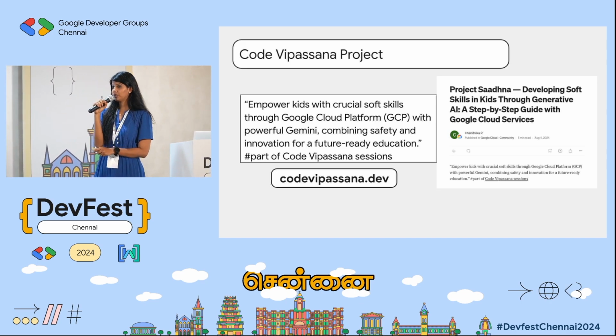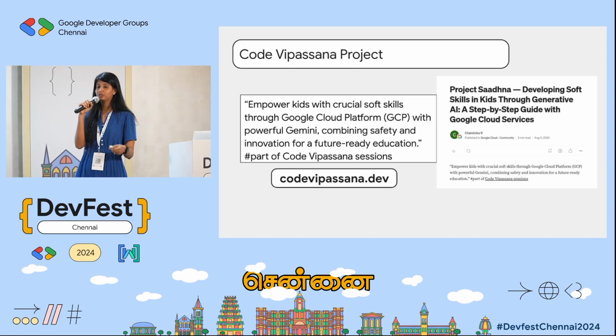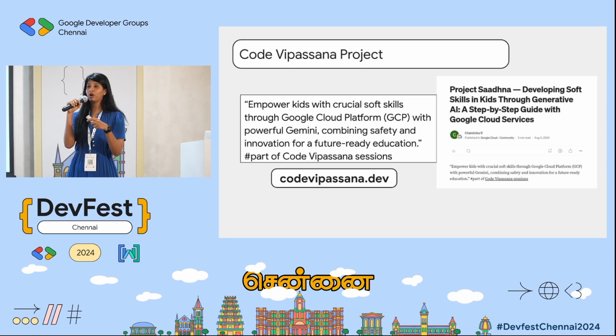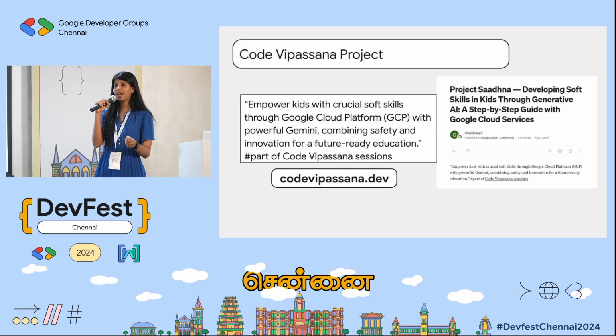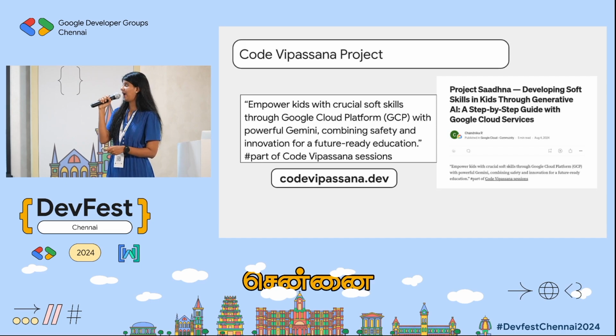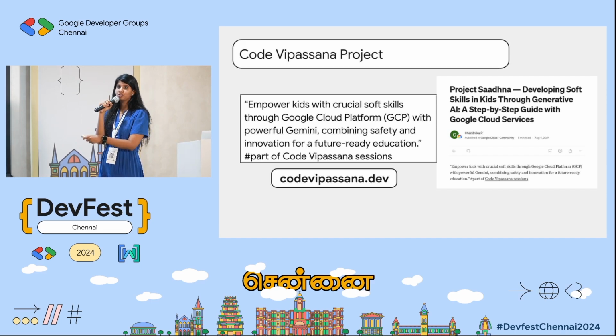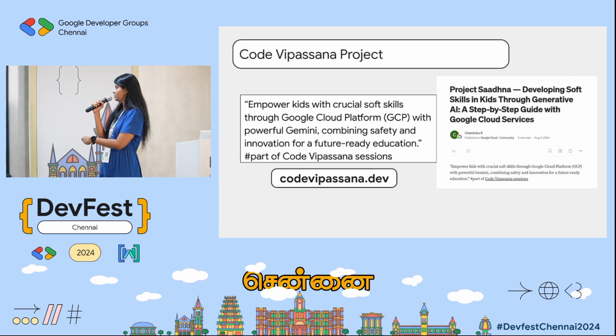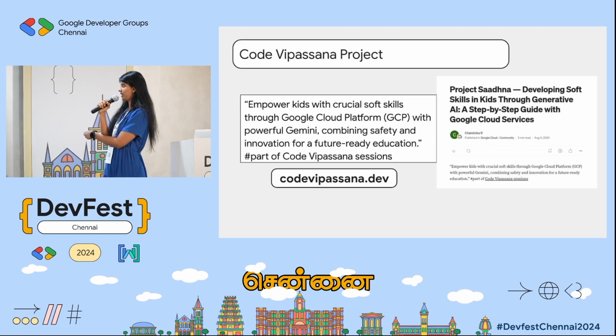So we did a project to develop a conversational bot to teach soft skills for kids involving Gemini and Responsible AI, right? And also our blog got published in Google Cloud Medium. So through Code Vipassana, we'll be explaining this project in the upcoming slides.